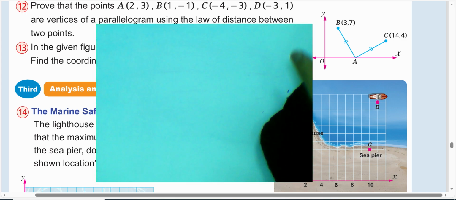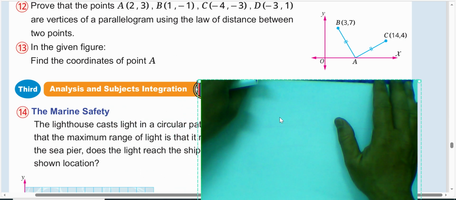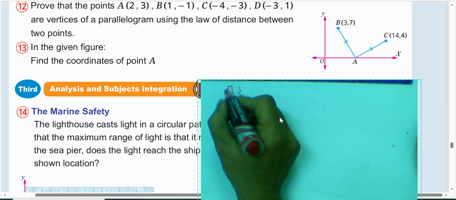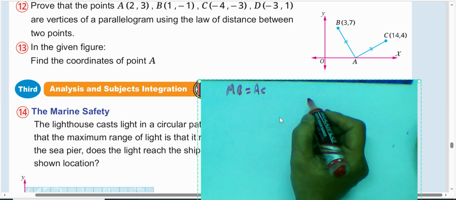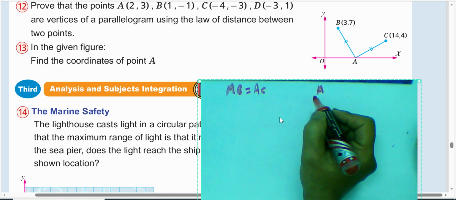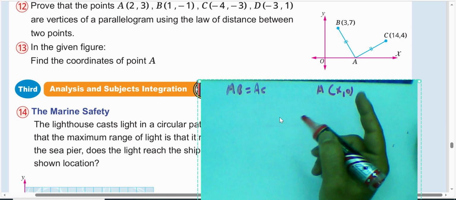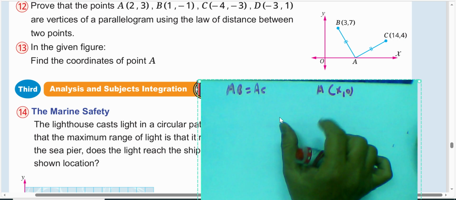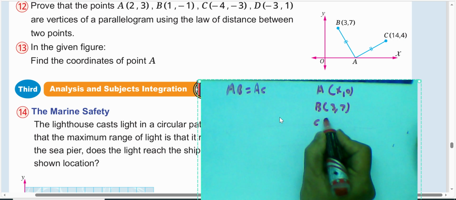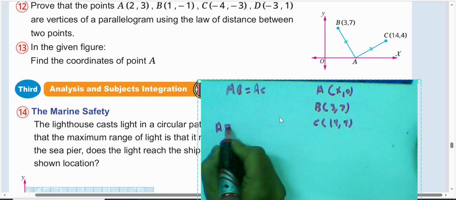Question number 13. From the given figure, find the coordinate of point A. He gives me this information, AB equal BC. We don't know the point A, so I will put A equal x and 0 because A lies on the x-axis. I will put the coordinate of A equal x and 0, and point B was 3 and 7, and point C 14 and 4. First, we can find the length of AB.